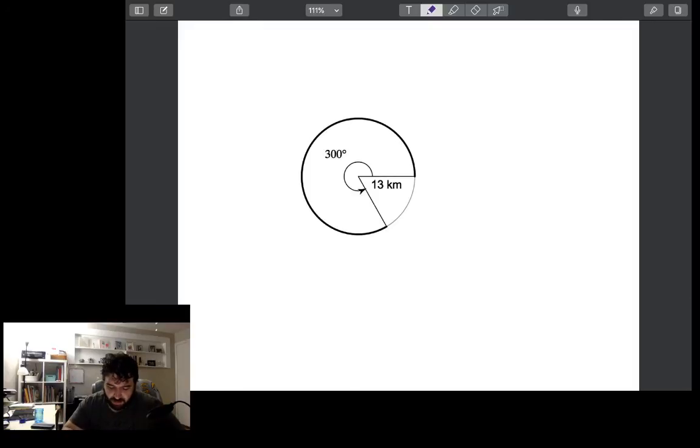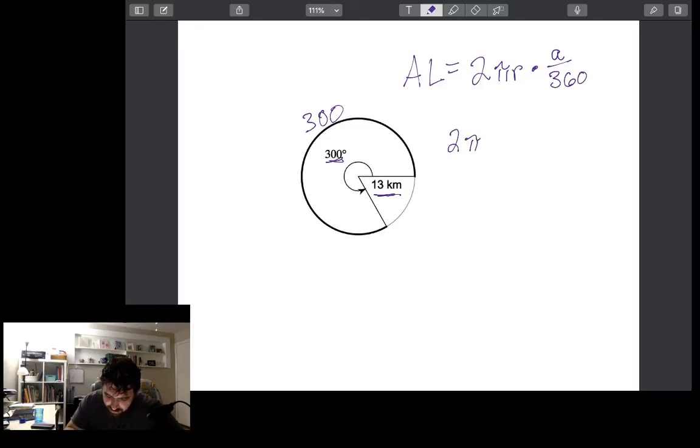Went with a major arc for this one. So we've got a 300 degree major arc and a 13 kilometer radius. We look at our arc length formula one last time, and that is 2 pi r times A over 360. And everything just gets plugged straight in. So the 2 pi stays with the formula. Our radius is 13. A is 300 over 360.